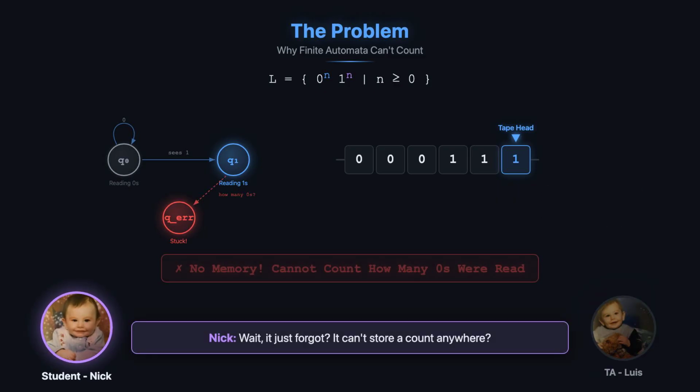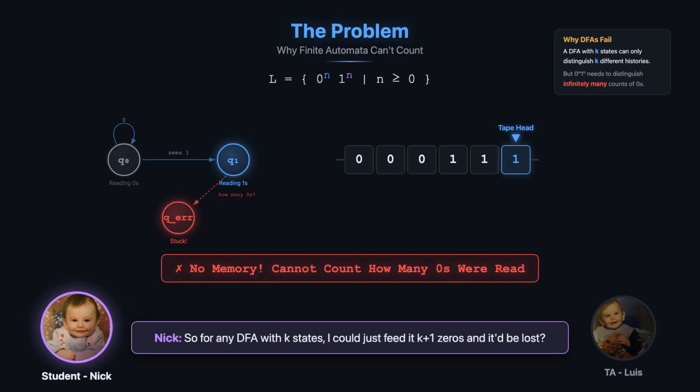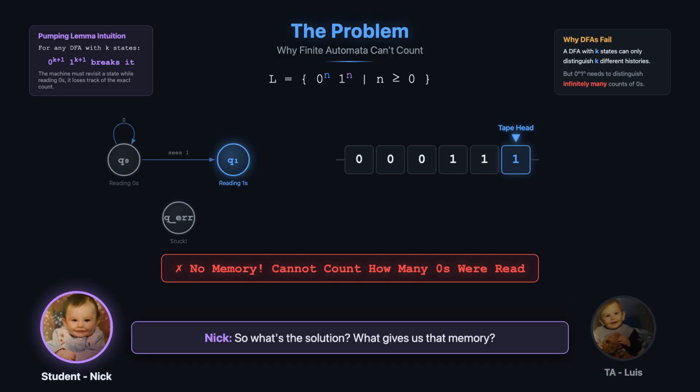Wait, it just forgot? It can't store a count anywhere? Exactly. A DFA just doesn't have memory. There's no scratch paper to keep count. So for any DFA with k states, I could just feed it k plus 1 zeros and it would be lost? That's the idea behind the pumping lemma. A basic machine can't just keep counting forever. We need something more. So what's the solution? What gives us that memory?